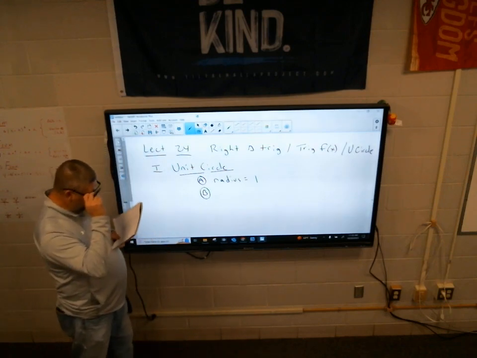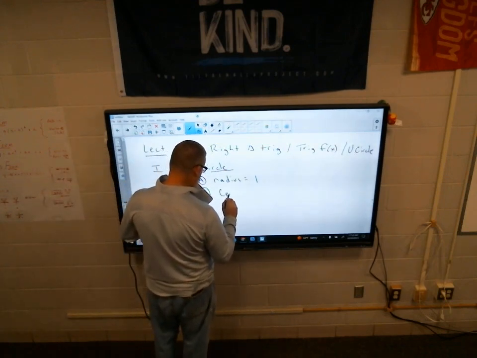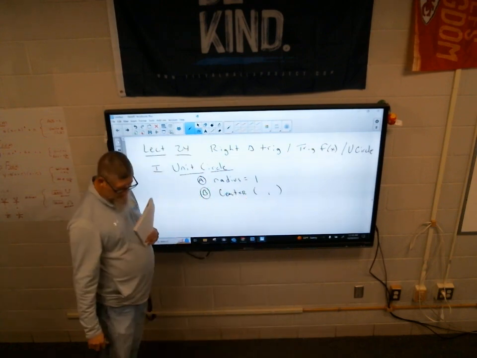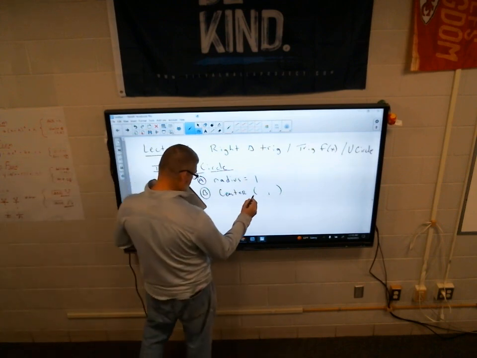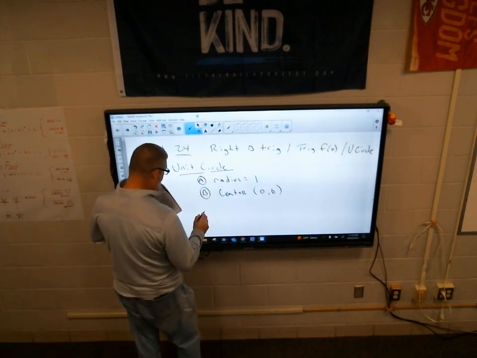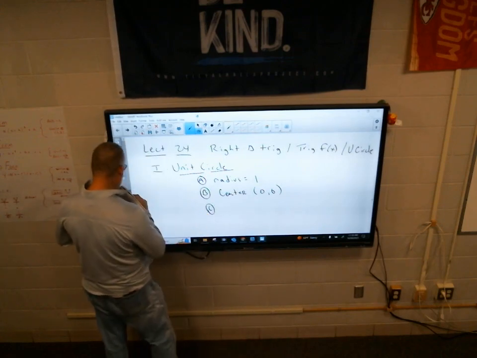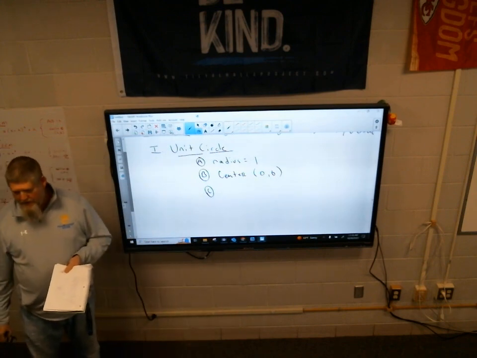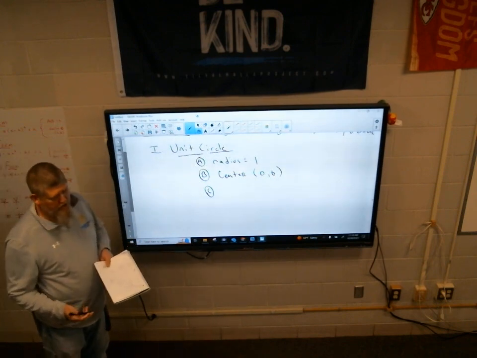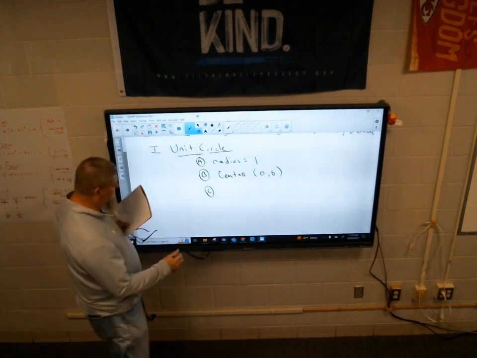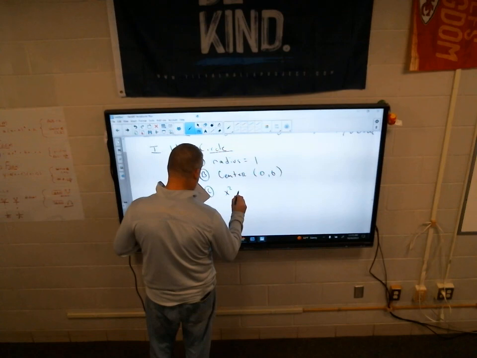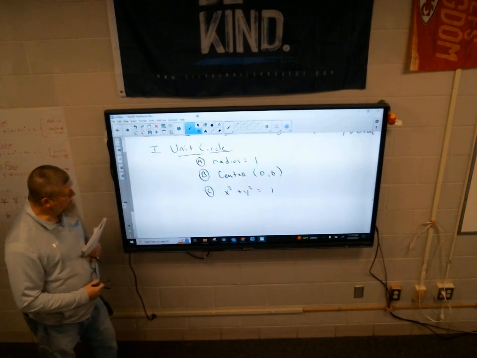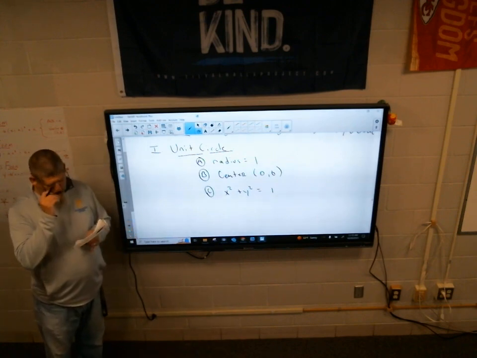Number 2, the center is where? This one you should know. It's the origin, 0, 0. And then letter C, I'm teaching this in college algebra. I don't think we got that far last year in algebra 2. Some of you may have seen it before, but the equation of a circle. The equation of the unit circle is x squared plus y squared equals 1.